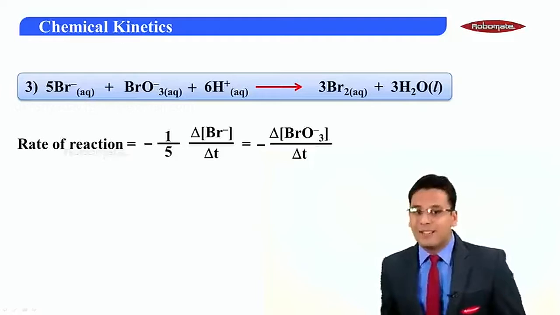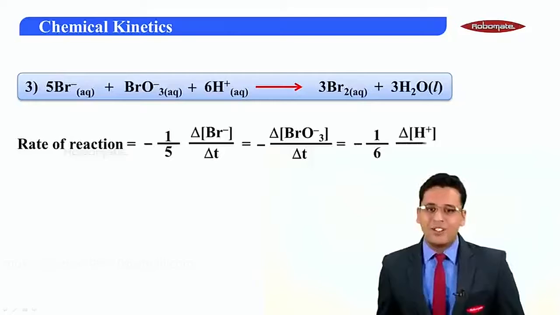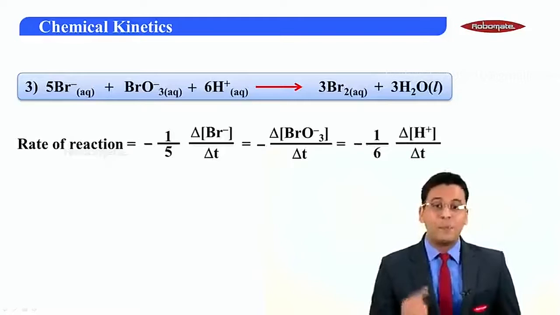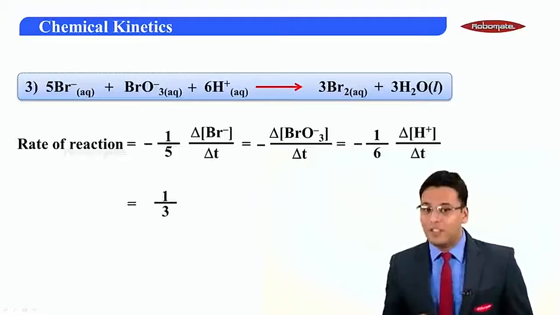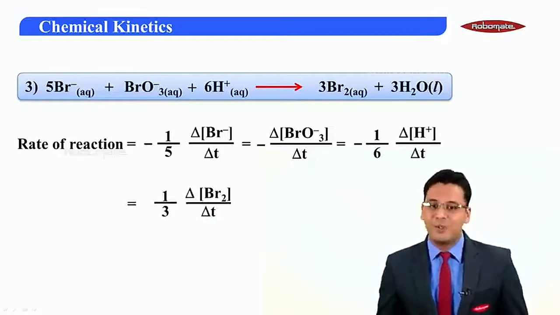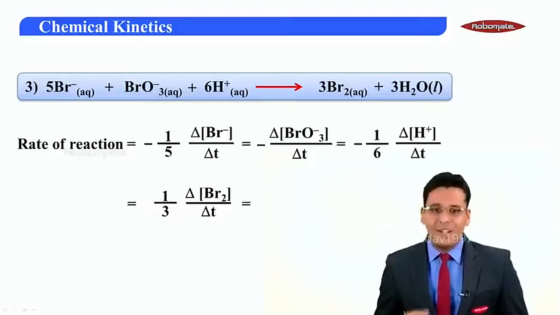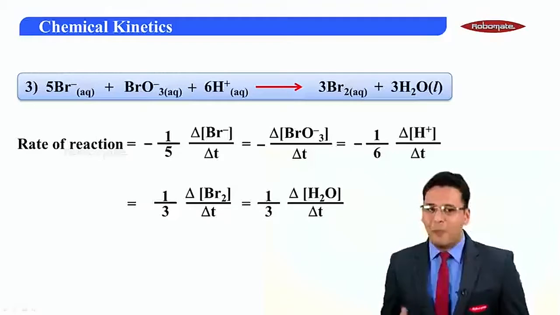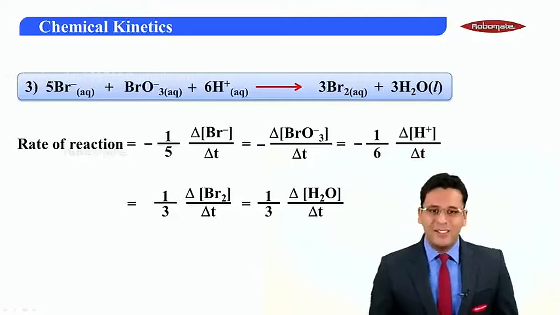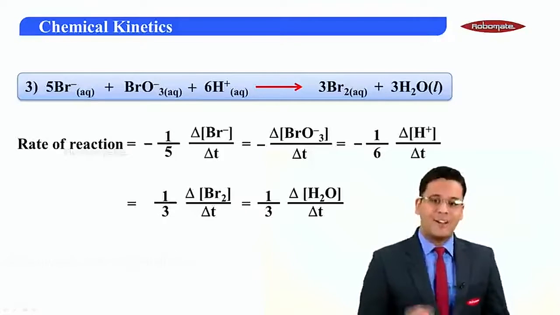In terms of H plus, I can say that minus 1 by 6 delta concentration of H plus by delta T. In terms of Br2, which is a product, now I can say that it is equal to 1 by 3 with a positive sign into delta concentration of Br2 upon delta T. And in terms of water, I can say that the rate is equal to 1 by 3 into delta concentration of H2O upon delta T. Isn't it easy, my friends, writing the rate of reaction in terms of all the reactants and all the products?